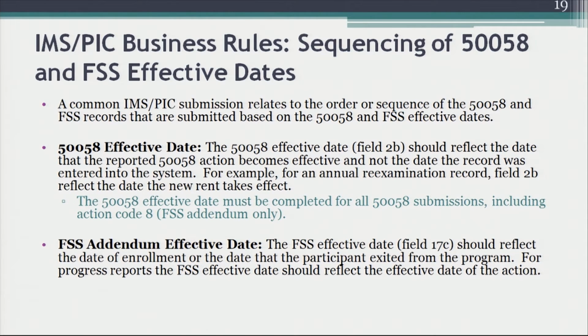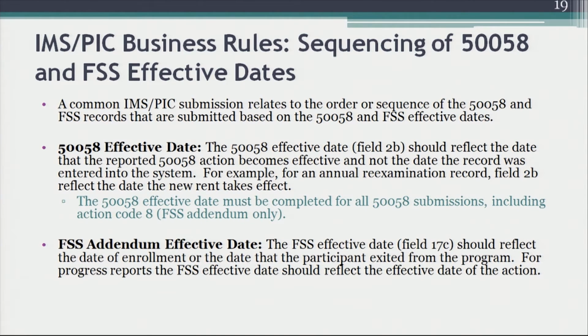For example, if there's an annual reexamination record, the 5.8 effective date should reflect the date that the new rent takes effect. Please keep in mind that this 5.8 effective date must be completed for all 5.8 submissions, including when an Action Code 8 FSS Addendum only is used. The FSS Addendum also has an effective date, which is field 17C on the 5.8 form, and should reflect the date of enrollment or the date that the participant exited from the FSS program.